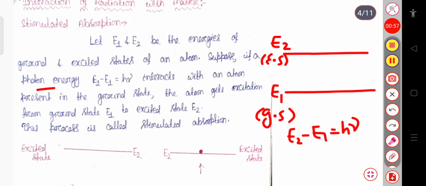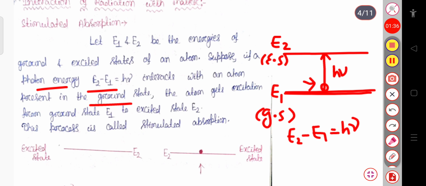Suppose a photon of energy E2 minus E1 equal to h nu interacts with an atom that is present in the ground state. The atom in the E1 state, the ground state, has the lowest energy. If it wants to jump to the excited state, it needs h nu amount of energy. If this atom gets h nu amount of energy, it will go to the state E2.